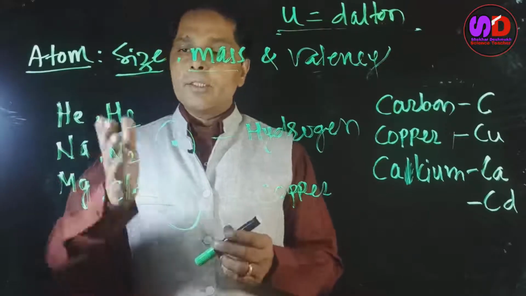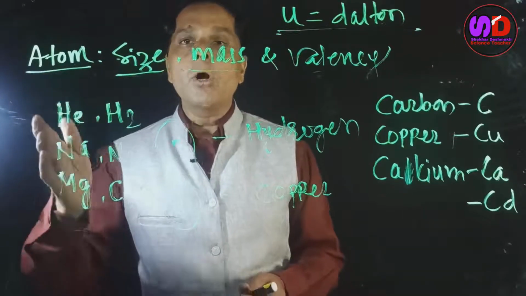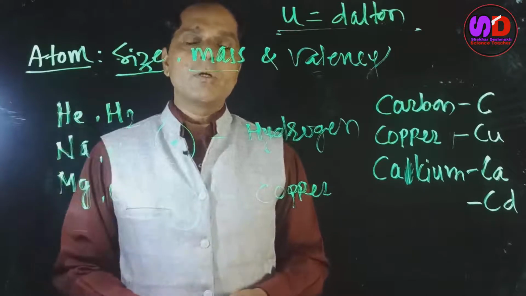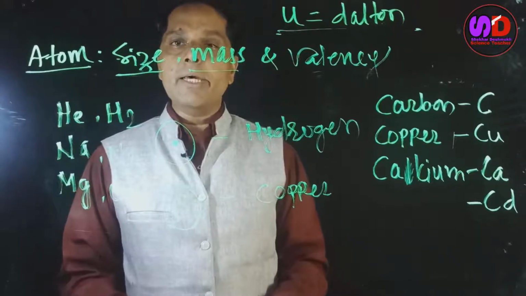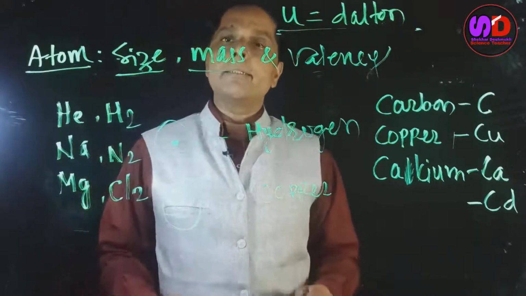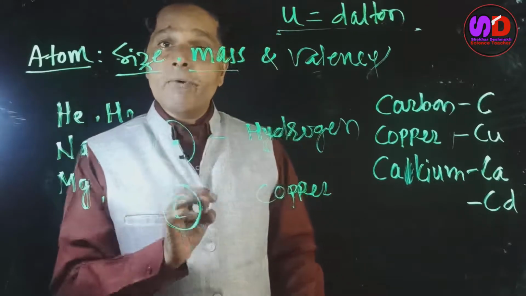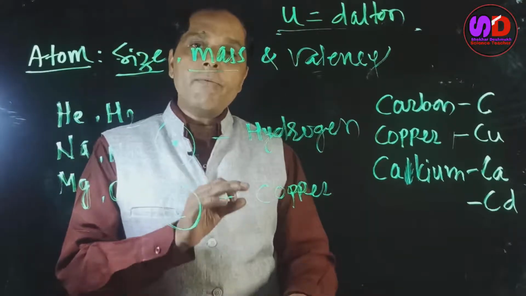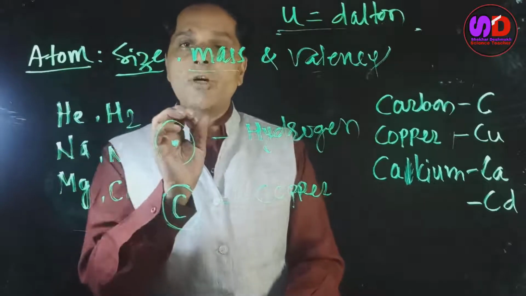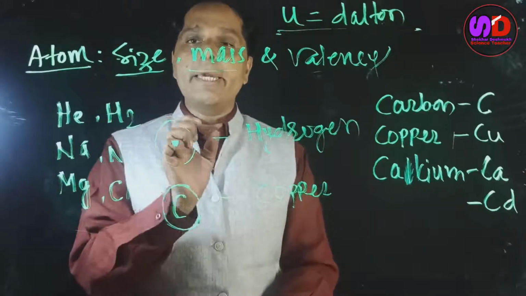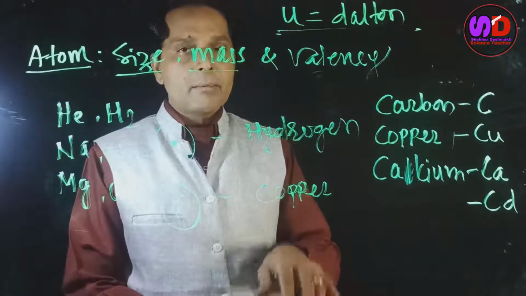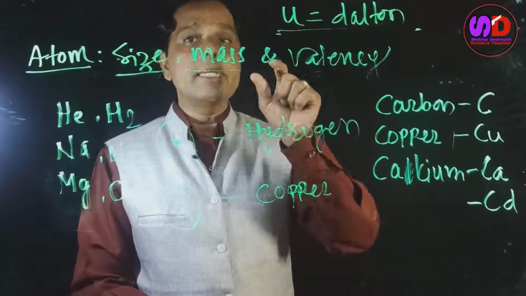So in this way, these are the molecules of elements. So what is the molecule of a compound then? We learn that whenever the atoms of different elements combine chemically, the molecule of a compound is formed.